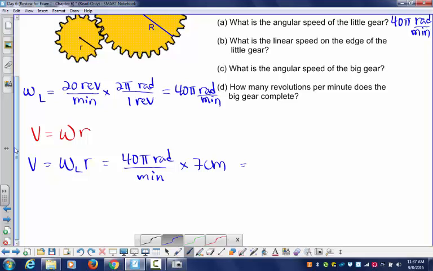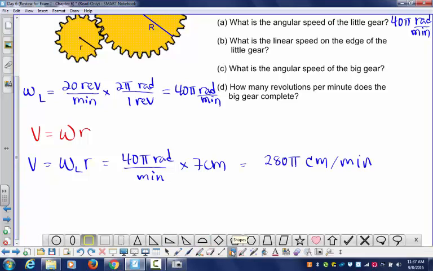So that gives 7 times 4 is 28, so we get 280 pi. And our units would be centimeters per minute. Those are units of linear speed. So this was an example where we just erased the RAD.